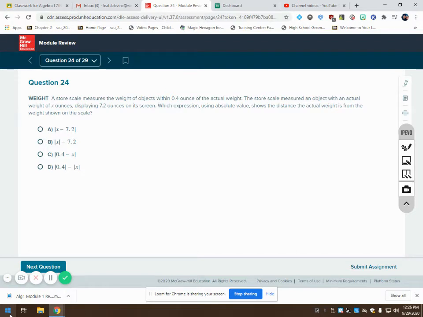So the actual weight subtracted by the distance that it is, which is 7.2. So we end up with the correct answer being the first one. The absolute value, because we're looking at the distance between those two numbers. This gives me a distance.